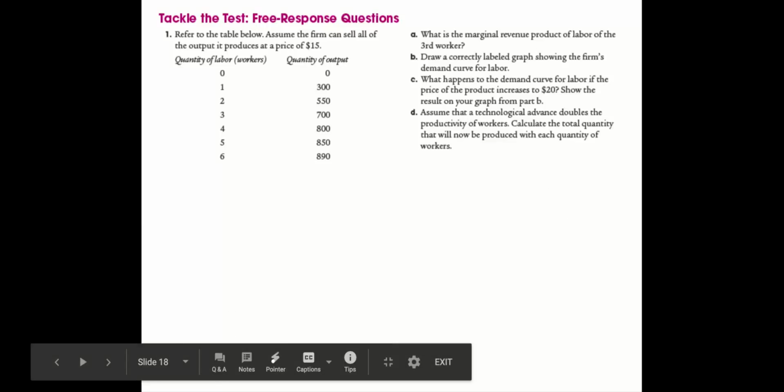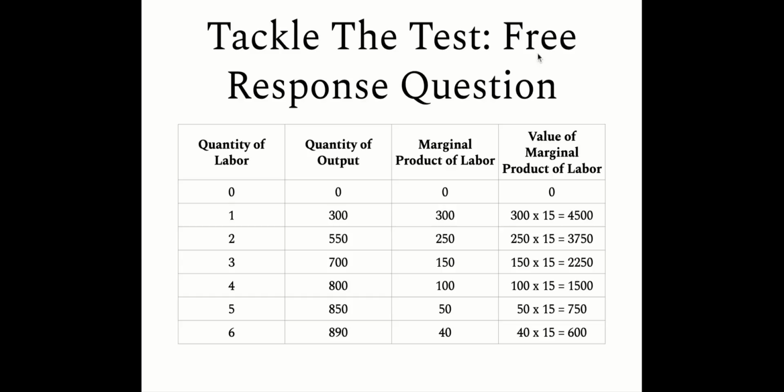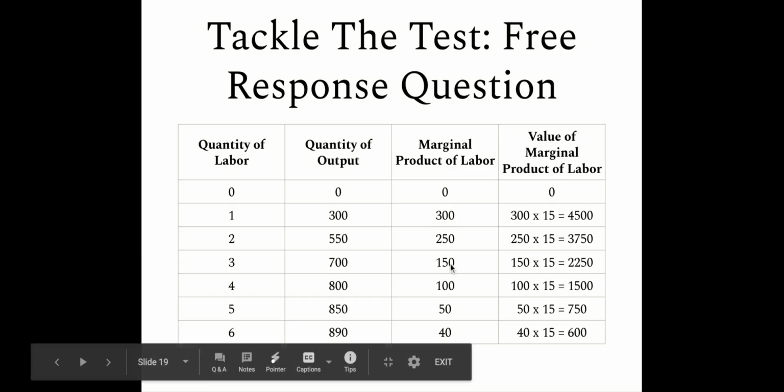Okay. So what is the marginal revenue product? They don't want the value, they just want the quantity. In this situation, it is simply going to be 150. 700 minus 550, that's what they ask you for the first part. Okay, so for the first part, it's 150.